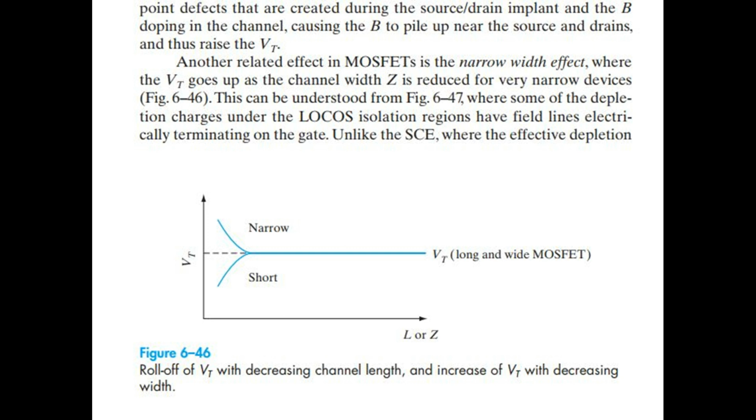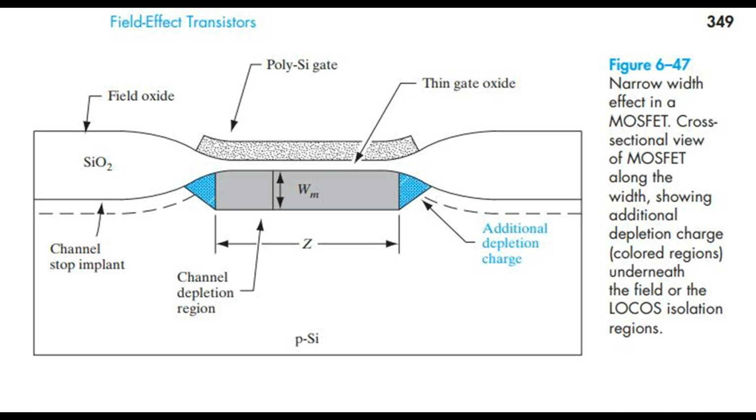Unlike the SCE, where the effective depletion charge is reduced due to charge sharing with the source/drain, here the depletion charge belonging to the gate is increased. The effect is not important for very wide devices, but becomes quite important as the widths are reduced below 1 micrometer. Figure 6.47. Narrow width effect in a metal oxide semiconductor field effect transistor. Cross-sectional view of the transistor along the width, showing additional depletion charge, colored regions, underneath the field or the isolation regions.